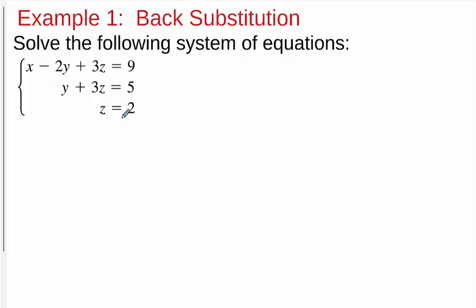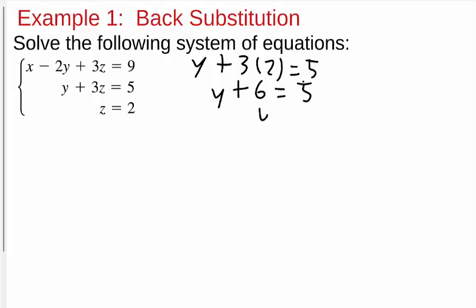So basically what we're going to do is we're going to substitute in. So we know that z is 2, so we'll substitute into that second one, and we'll get y. And then we'll substitute z and y into the first one and get x. So if we do that, we say that z is 2. So in the second one, we can say that y plus 3 times 2 is equal to 5. We know 3 times 2 is equal to 6. Y plus 6 equals 5. So y is equal to negative 1.